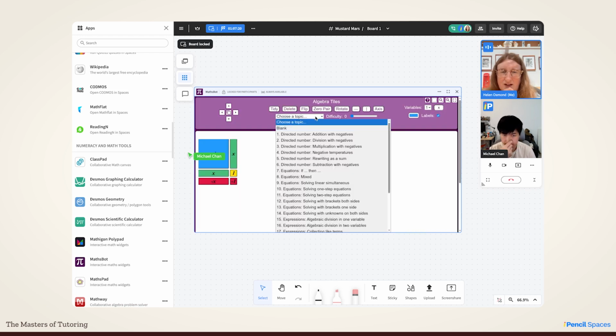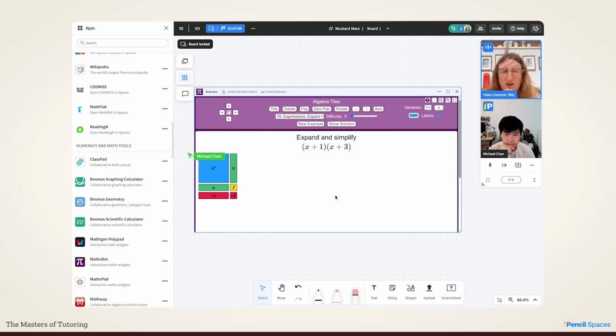So if I was going to teach, don't worry about the phrasing here, but I can drop in a question here. I want to expand and simplify this bit of algebra. So I'm going to demonstrate the first one, and then I'm going to get Michael to do the next one. Okay. So if I want to expand and simplify x plus 1 times x plus 3.